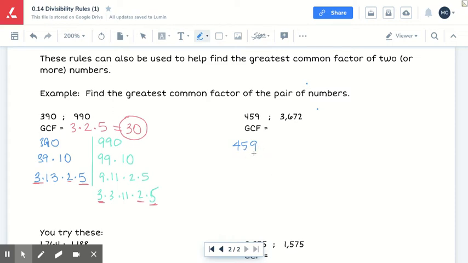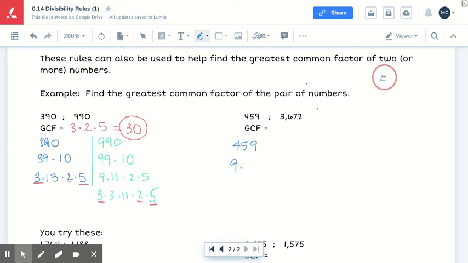Let's see, I want the largest number possible. This time it doesn't end in a 0, so I can't use 10. I'm going to try 9 next. So if I add the numbers, 4 plus 5 is 9, plus 9 is 18. It is divisible by 9. I'm going to say 9 times something. So I need to figure out what the something is.